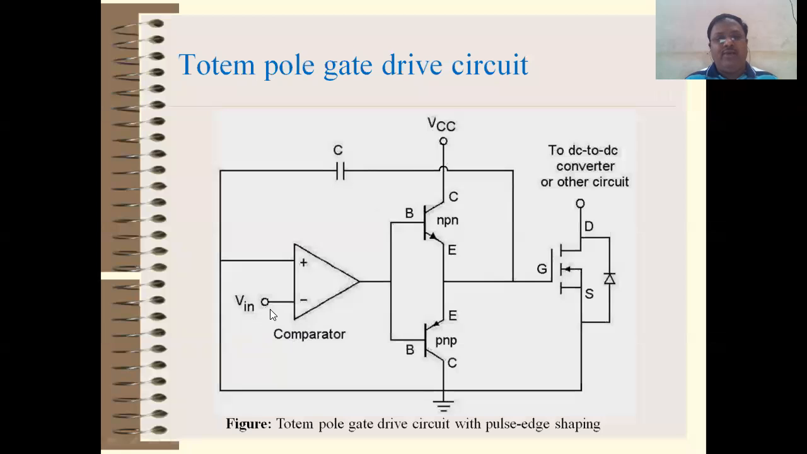So if the input at Vin is greater than the voltage at the positive terminal of the comparator, your op-amp goes into negative saturation. And if Vin is less than the voltage at the positive terminal of the op-amp, your op-amp goes into positive saturation. This is a comparator. So a comparator is always connected in an open loop configuration. So the output of the comparator is either positive saturation or negative saturation. Okay, so remember this thing.